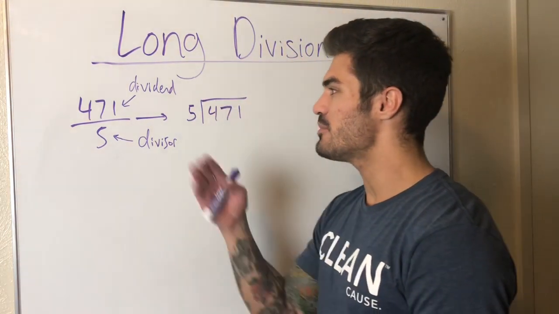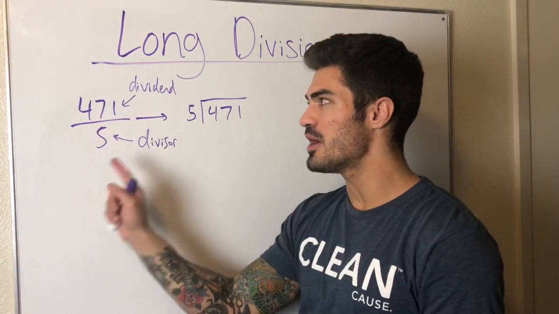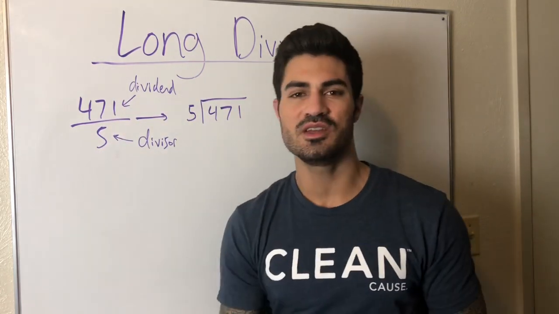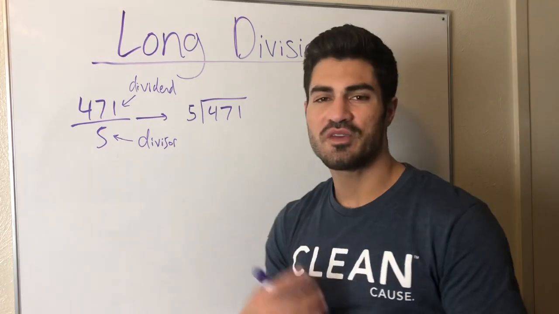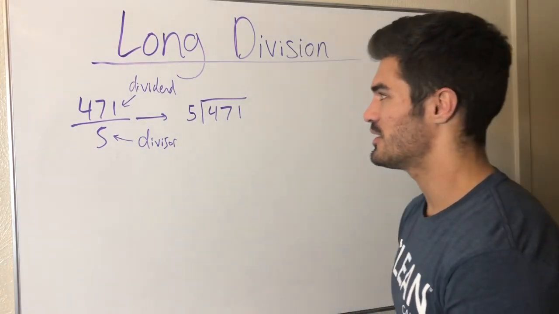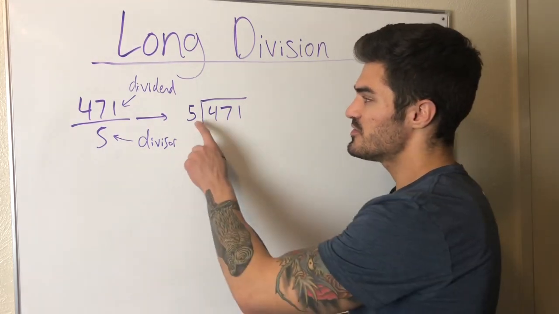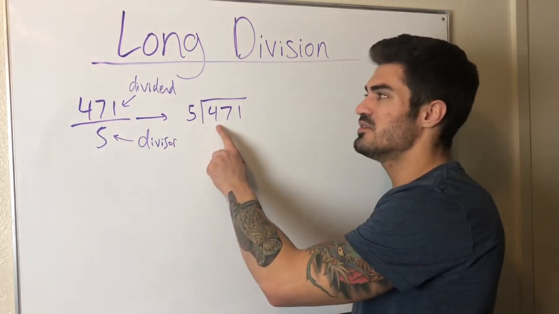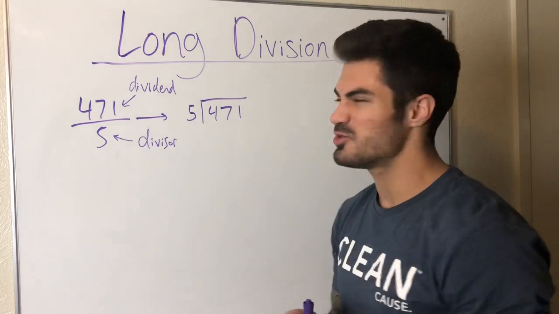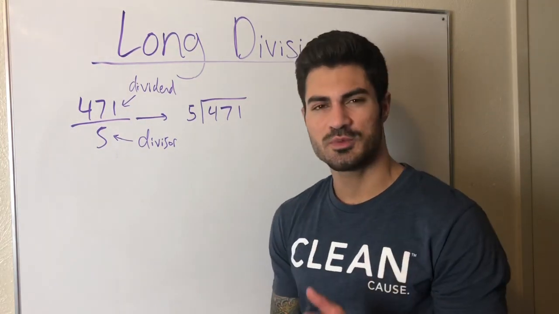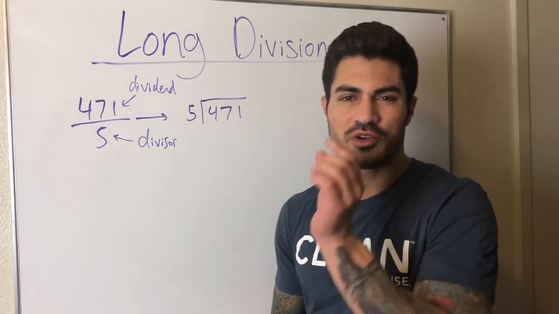So, just to go over the vocabulary, 471 divided by 5. The top part is the dividend, the bottom is the divisor. The dividend is what is always divided by the divisor. That's how I think of it. So the divisor goes here because the divisor is going into the dividend a certain amount of times. That's how we usually think of it, right? And what we do with this long division is we kind of split this up into smaller division problems.